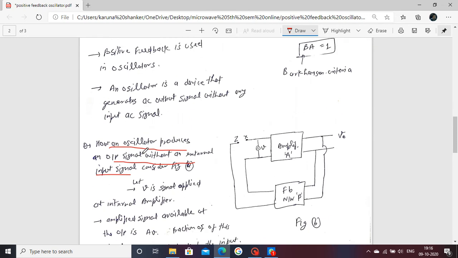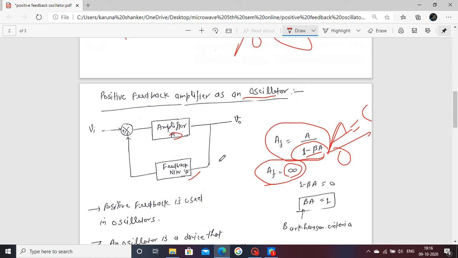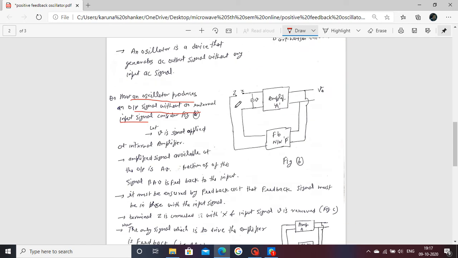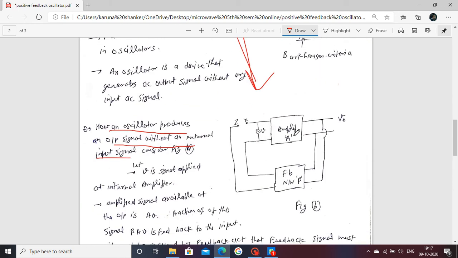To focus only here, what is meant by an oscillator is that it produces an output signal without an external input. This is explained here. Suppose this circuit is now represented in this block. This is your amplifier block, and next one is the feedback network. This is an internal gain of A, and this is your feedback network of beta factor.